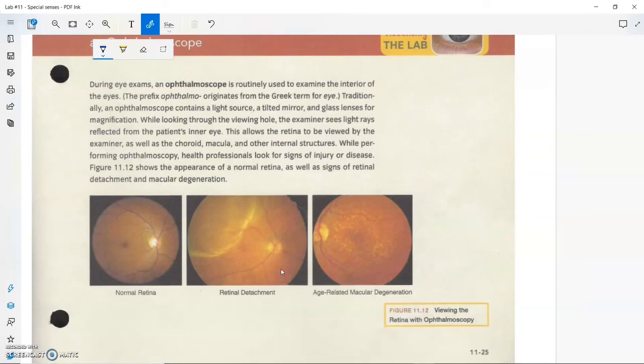Fortunately, we don't have the otoscope opportunity to examine the eye, so I'll just show you. So this is the retinal detachment. Usually it is a result of a severe blow to the head. And here you can see macular degeneration. It's the progressive degenerative condition characterized by the loss of vision with age.